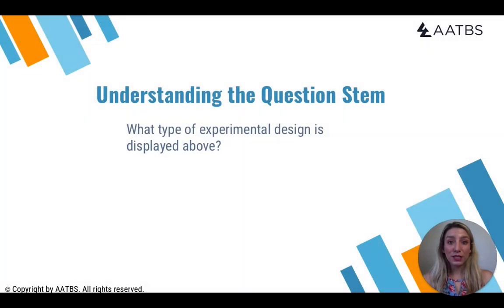So let's get right into this question stem. This question provides a graph and asks the reader to demonstrate their understanding of experimental design. What keywords did you guys identify in this question stem while you were taking your quiz? What do you think?